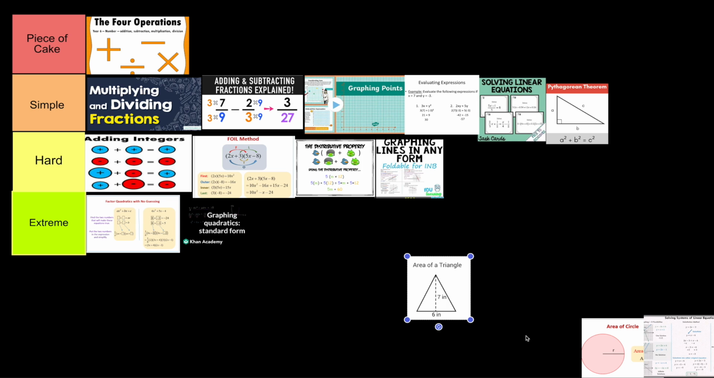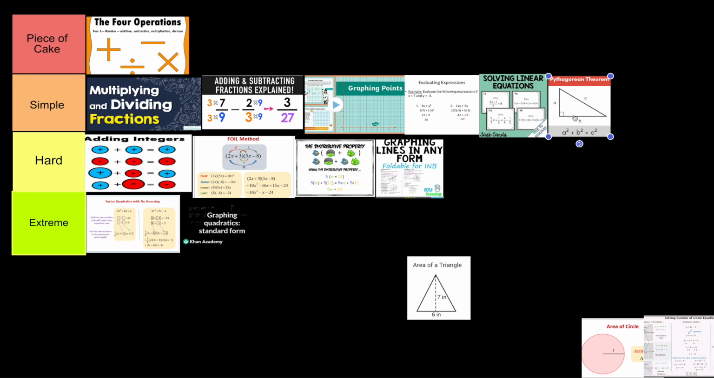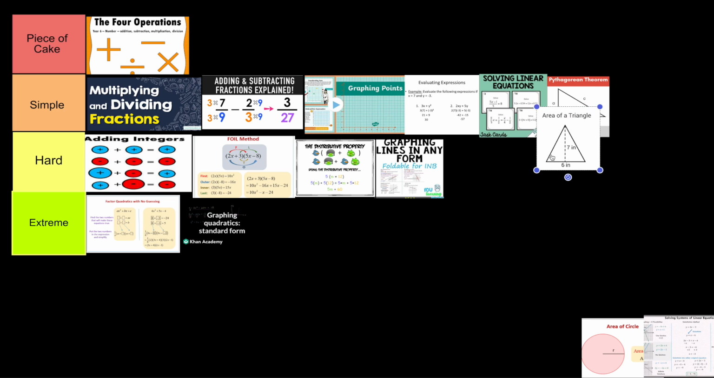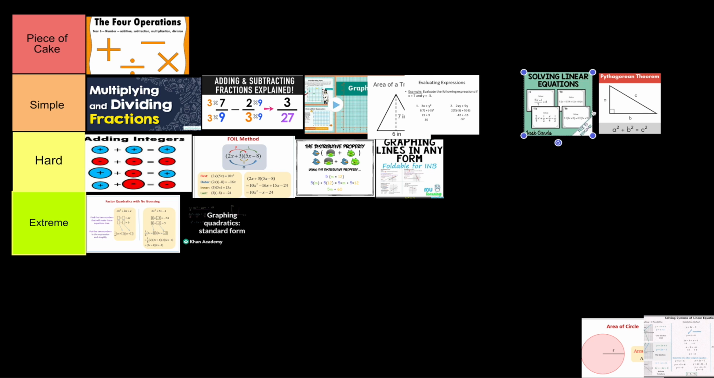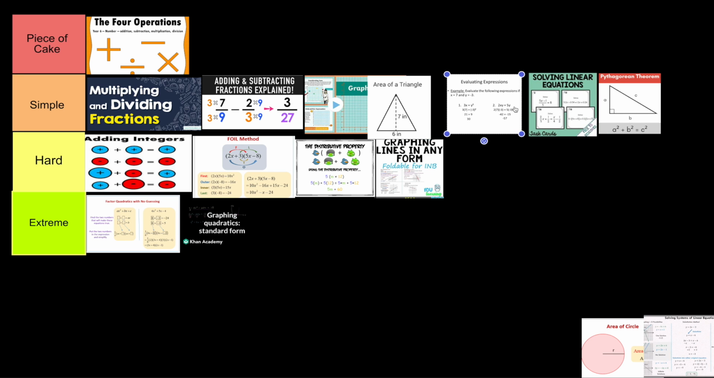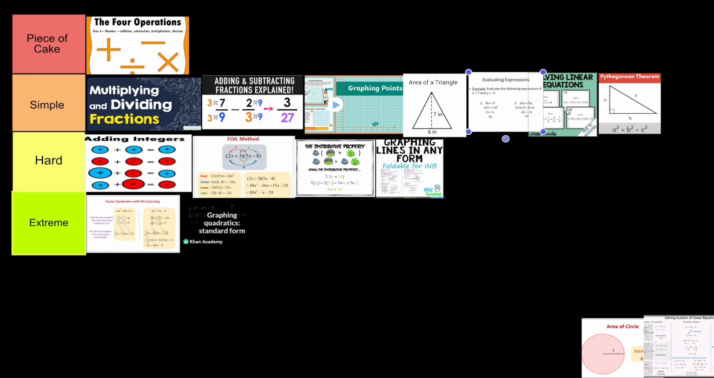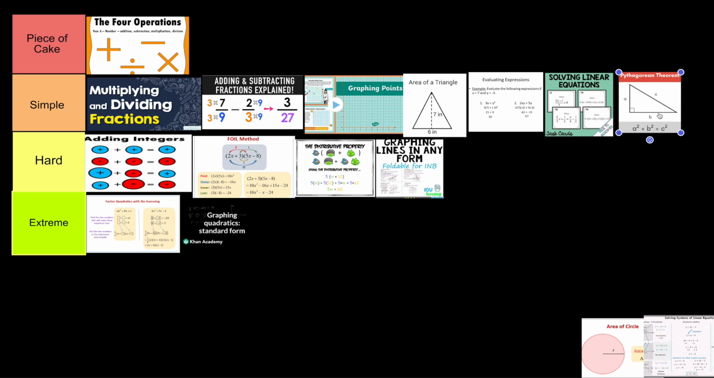Area of a triangle. It's a pretty easy formula. The height times the base divided by 2. I usually don't mess up that much on this, so I would put it about here. You know what? I'll put it about here. It's literally just a formula I have to memorize, and it's pretty easy to memorize too. So there, a lot of things are pretty simple.